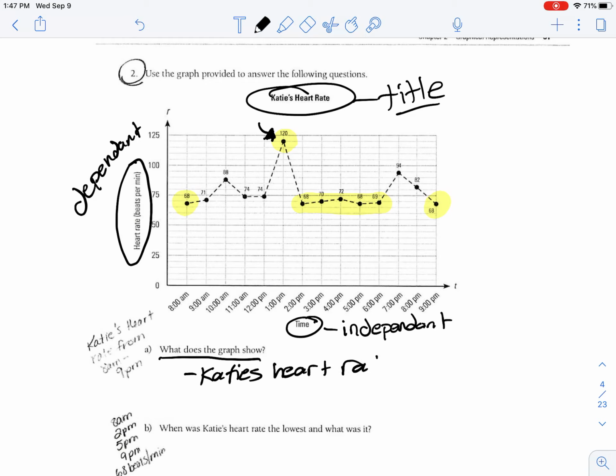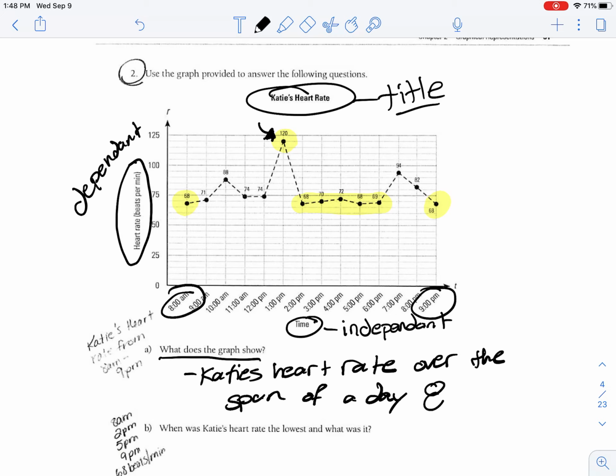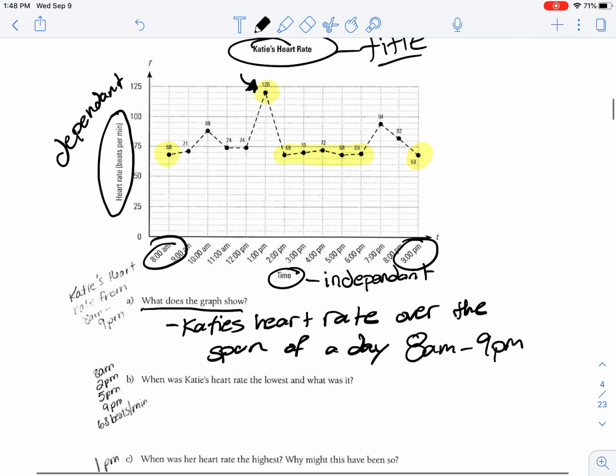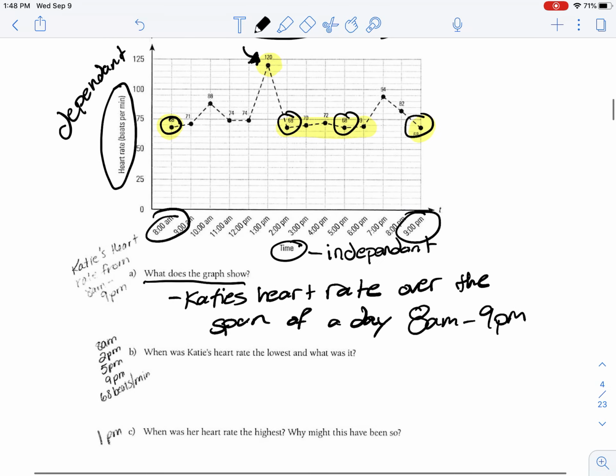So Katie's heart rate over the span of a day. Okay, the times in specific are from 8 to 9 p.m. When was Katie's heart rate the lowest, and what was it? Well, the lowest heart rate, you can see, showed up 3 times. We had 68, 68, 68, 68.